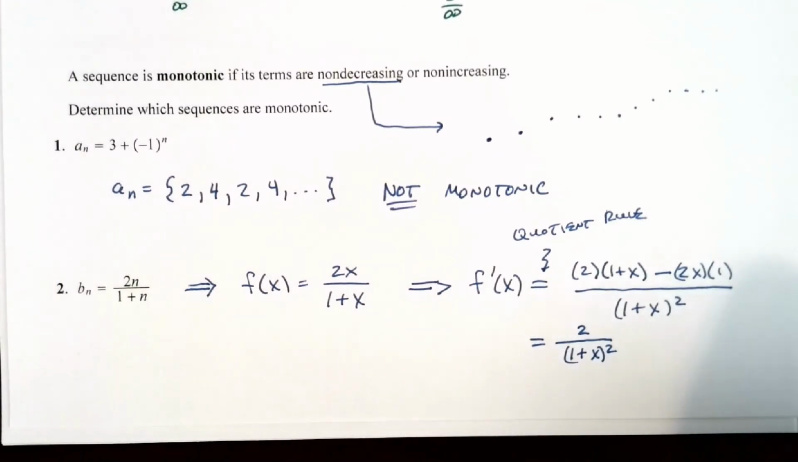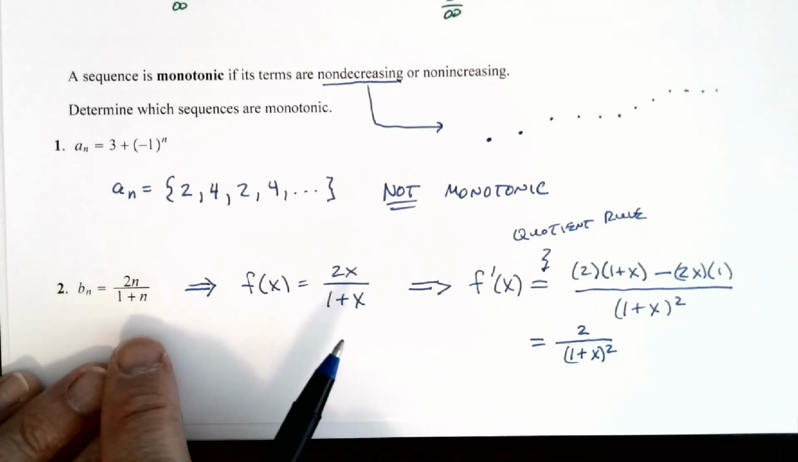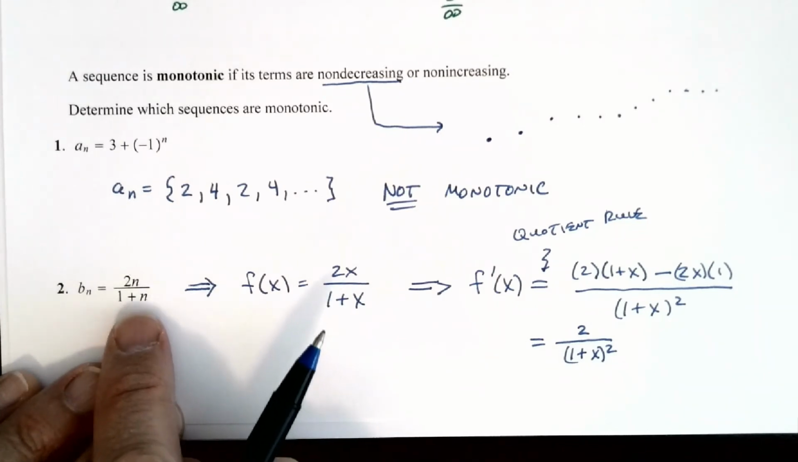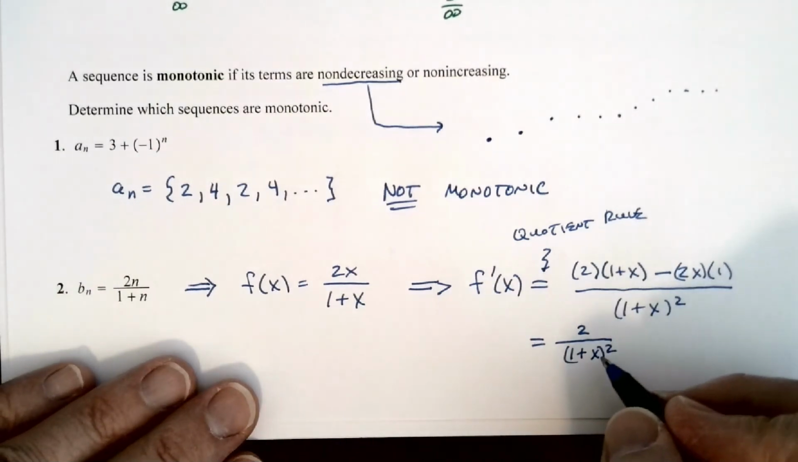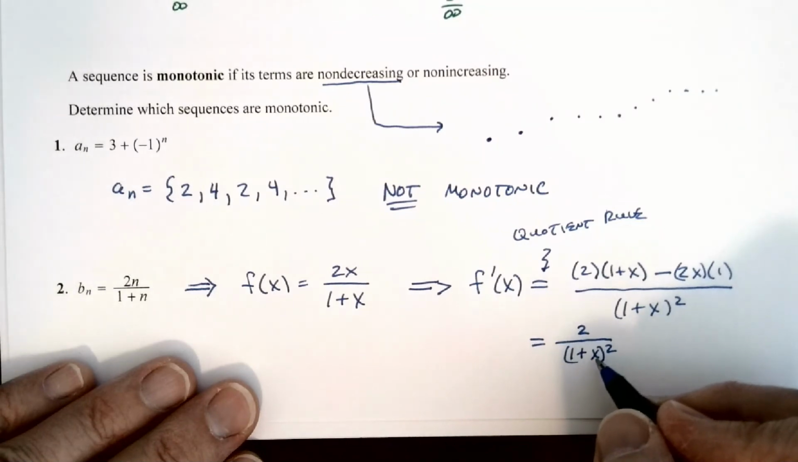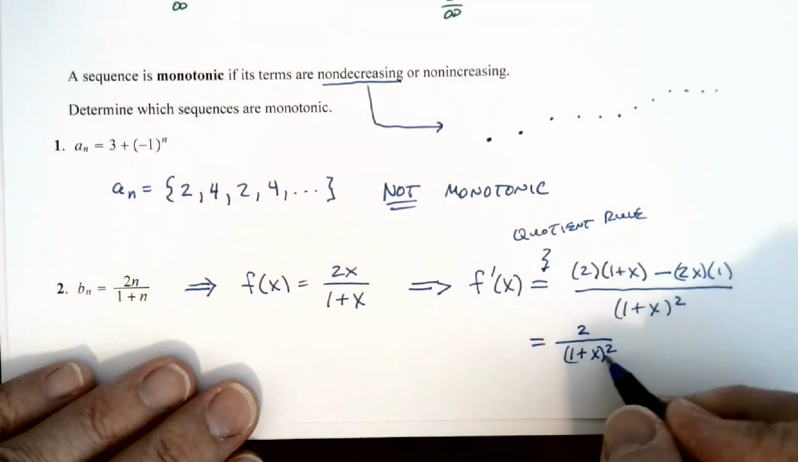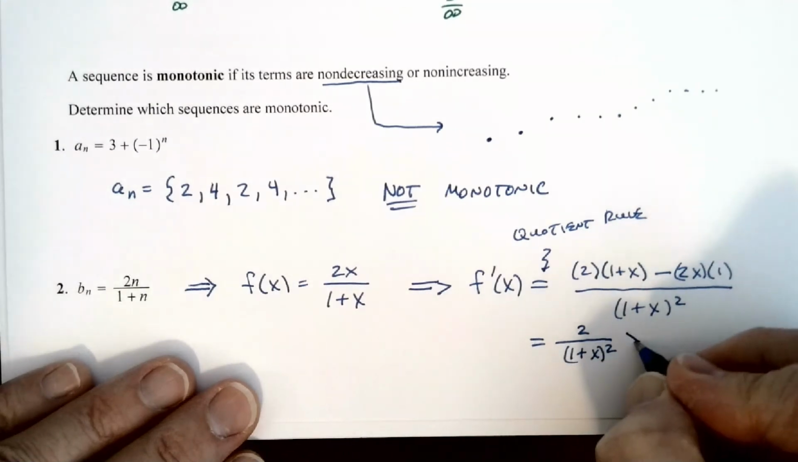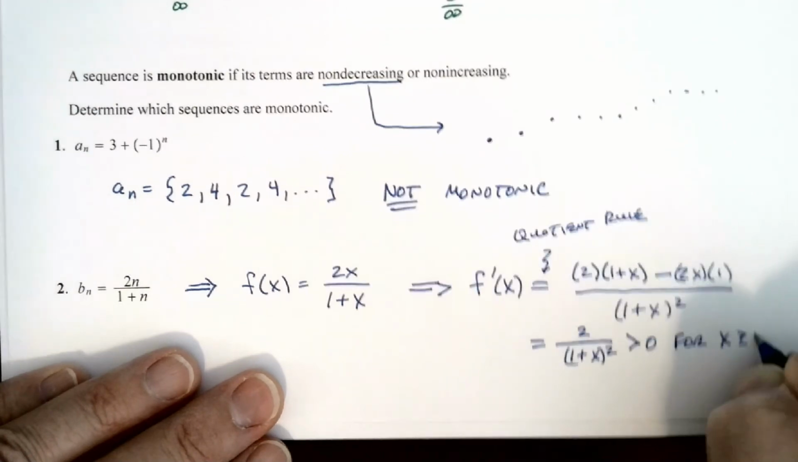Well, think about this. For any value of x, and here, of course, we're thinking of x being greater than or equal to 1, right, since we're looking at terms of a sequence that start at n equal 1, 2, and 3. So let's start with x being 1 and on. As long as it's not negative 1, we're okay. The denominator is always positive, right? Because I'm squaring what's in there. 2 is positive. So this is always greater than 0 for x greater than or equal to 1.